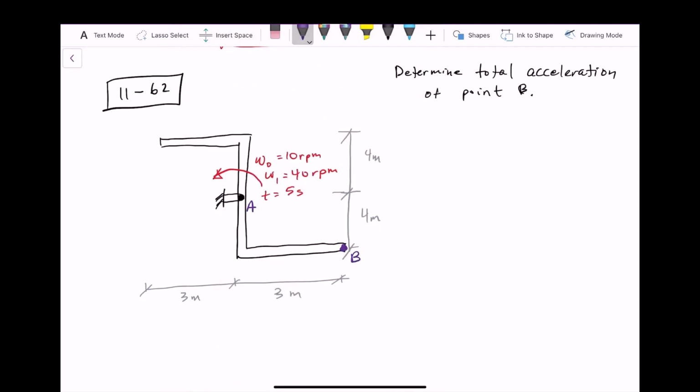And we want to determine the total. So again, a good indication there that we need to find normal and tangential acceleration because we want to find the total acceleration of point B. Now in the figure that's given, it shows point B at the top left corner. I'm going to do it here at the bottom right corner. It really doesn't matter, and I'm going to do this just to show you, only because it's symmetric.